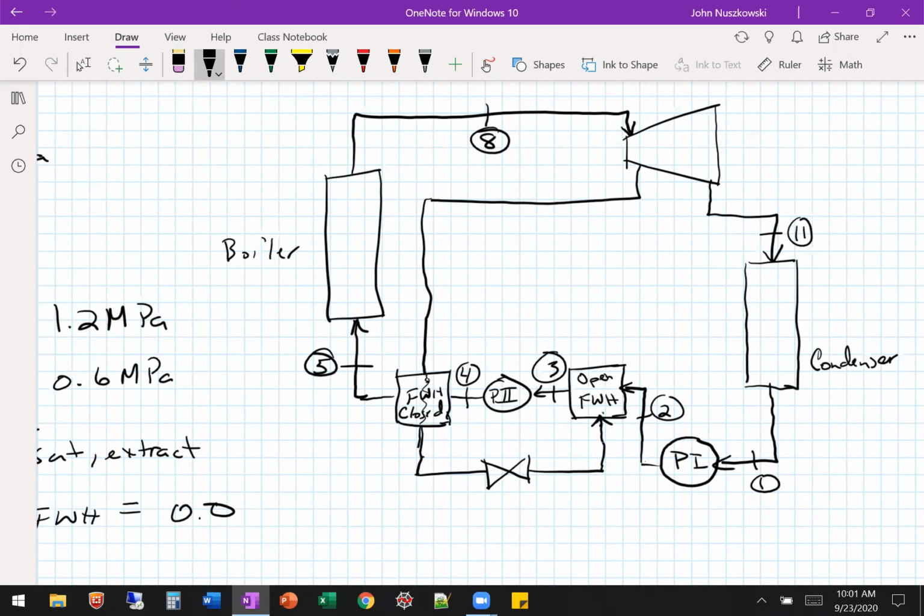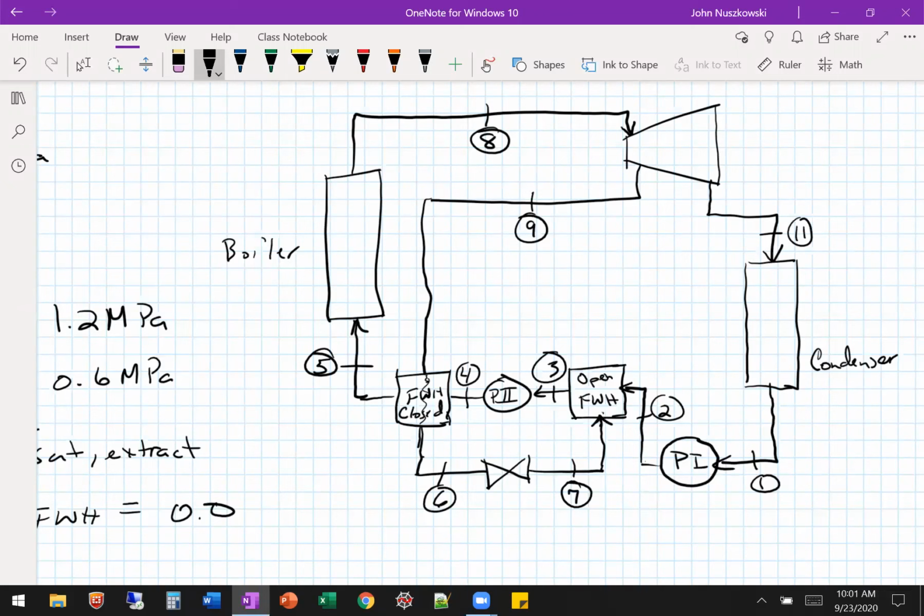Okay, so we got to label these states though. So out of this, we have 9. It exits the closed feed water heater as 6. And then it exits basically a throttling valve or trap. You know, it's just dropping the pressure, and it exits that at 7. So then we can get to the pressure to put it into the open feed water heater. All right, so that's 7. Okay, so that closes that loop.